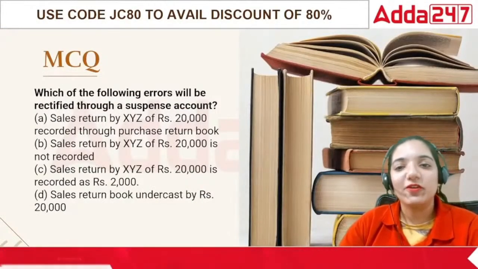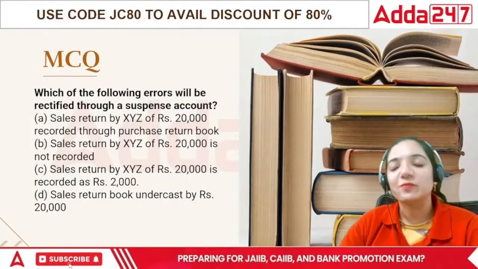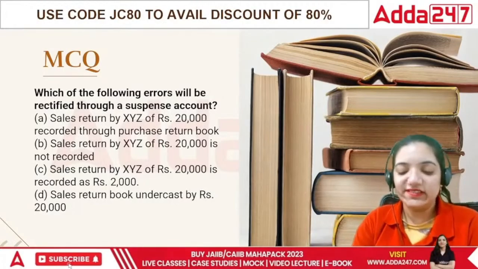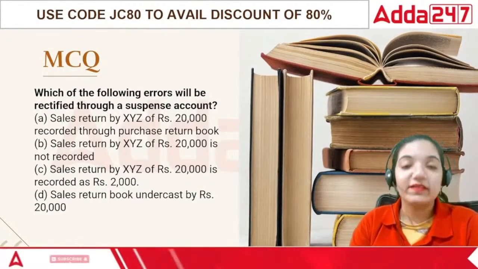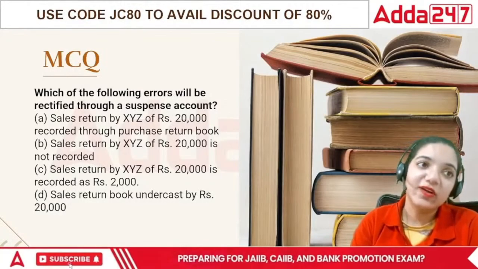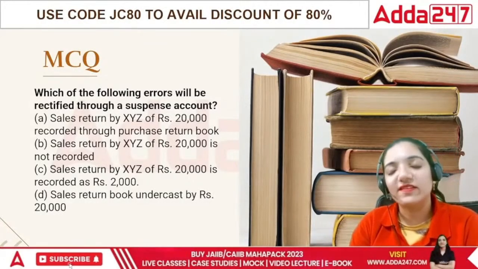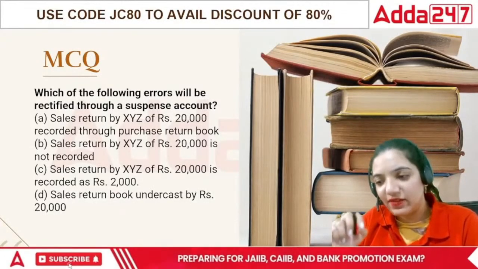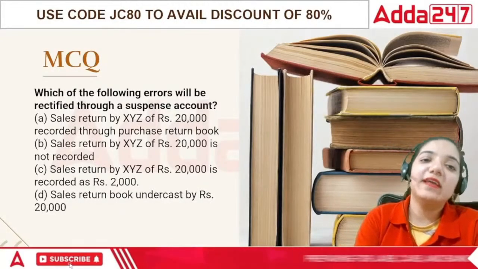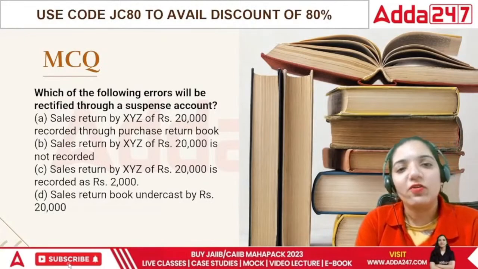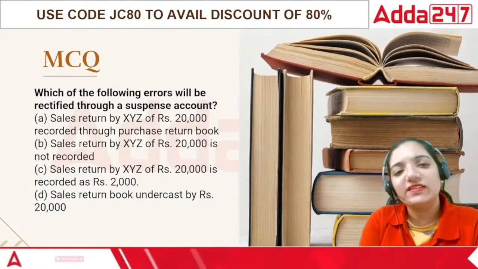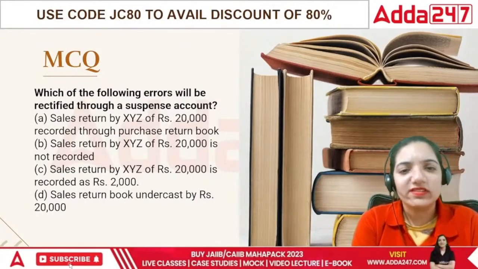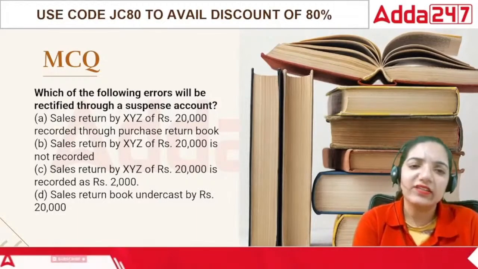Next question. Which of the following errors will be rectified through the suspense account? Suspense is a dummy account that we create. When we create a dummy account, it is done for one particular purpose: to find out where exactly the differences are coming from. All the wrong things are collected in suspense account first, and then slowly and steadily we will rematch things. Which of the following errors will be rectified? Sales return recorded through purchase, then sales return is not recorded, then sales return is recorded as 2000, then sales book is undercast by 20,000.